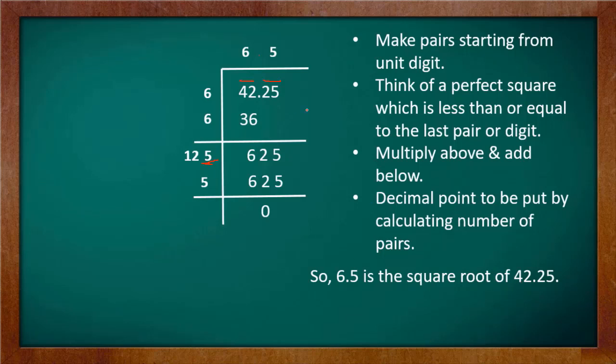Suppose if I take an example here, one more pair is there, like 0, 3. Okay. So after the decimal point in the question, how many pairs are there? 2. Okay. So in the answer, suppose this is 615. So I will start counting from the right hand side, 1 digit, 2 digit. So there are 2 pairs. So after 2 digits, before 2 digits, you will put a decimal point.